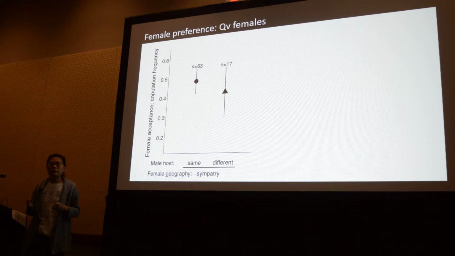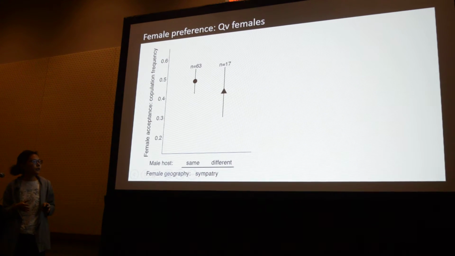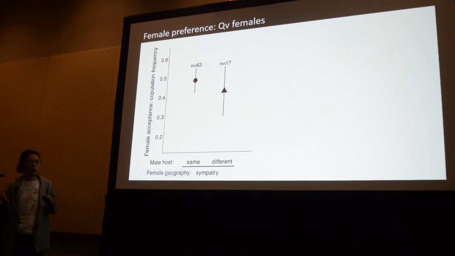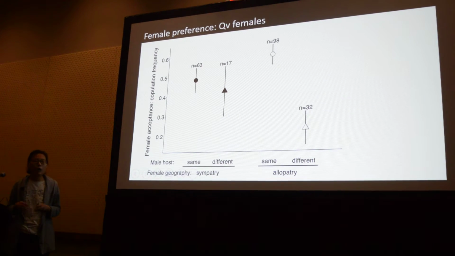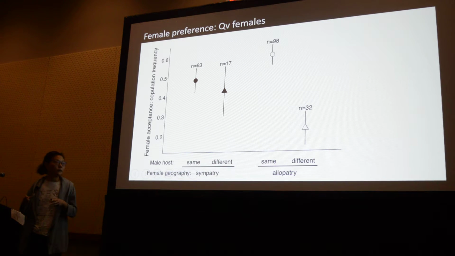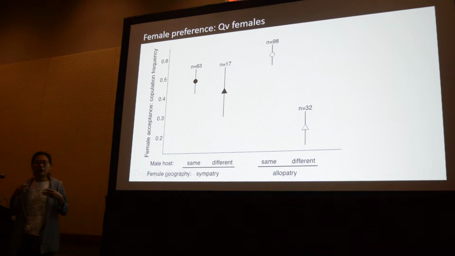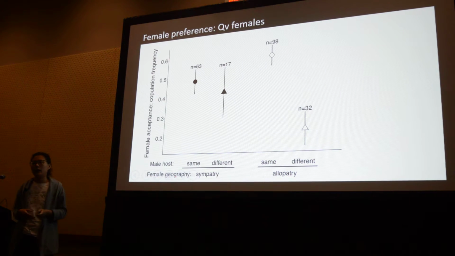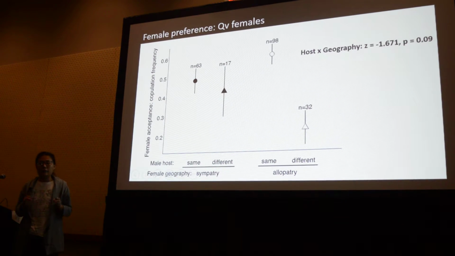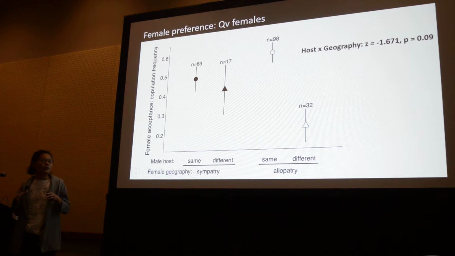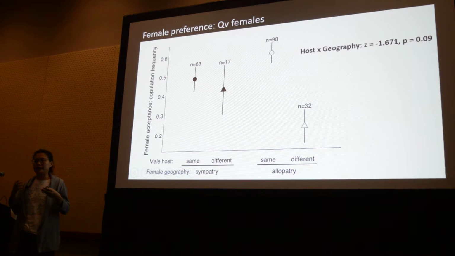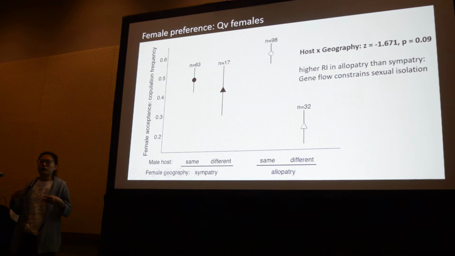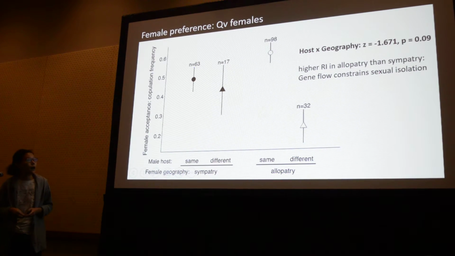And for QV females, similarly, in sympatric areas, there is no assortative mating based on male host plant. However, in allopatric females, they mate significantly less with males from a different host plant. And the host by geography interaction is also marginally significant. So this suggests that gene flow constrains the isolation.